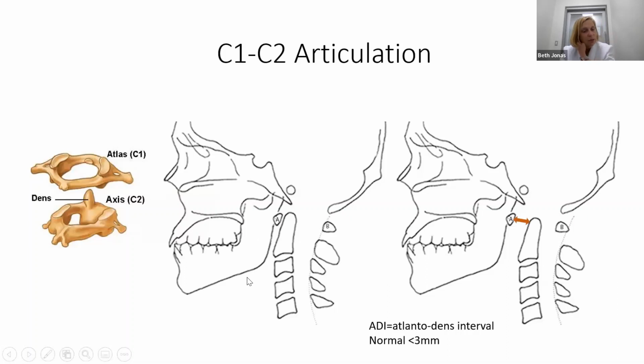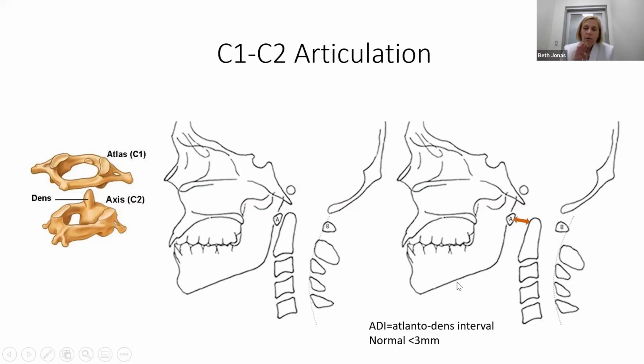And so this is a picture that helps you visualize this. So you have your atlas, which is C1 on the top, which forms a ring. And then the axis, which is C2, has a little bony excrescence called the dens, which fits up into the atlas. And when there is active rheumatoid arthritis and the patient is extending and flexing their neck, there may be an increase in the interval between the atlas and the dens, the atlanto-dens interval, and you can see that here.